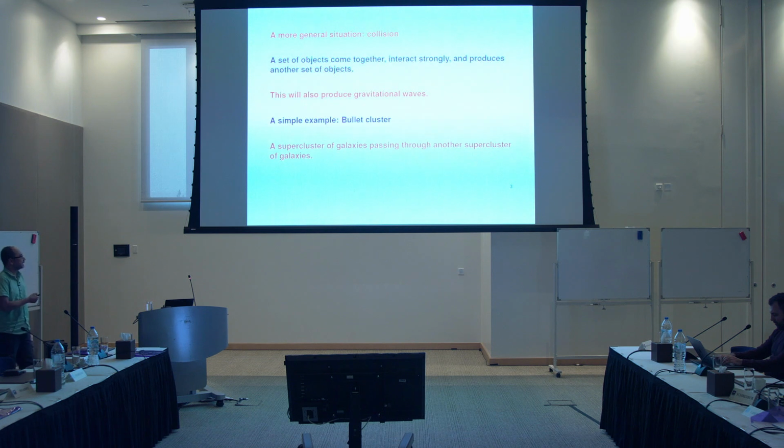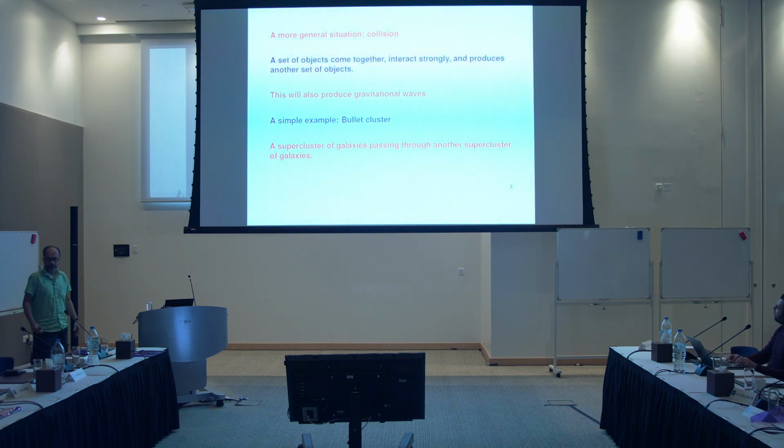And here a simple example is the bullet cluster. So this consists of a collision between 2 supercluster of galaxies. So it is not just 2 stars, but 2 supercluster of galaxies, they just pass through each other. So that you can think of as a collision, and this collision will produce gravitational waves.